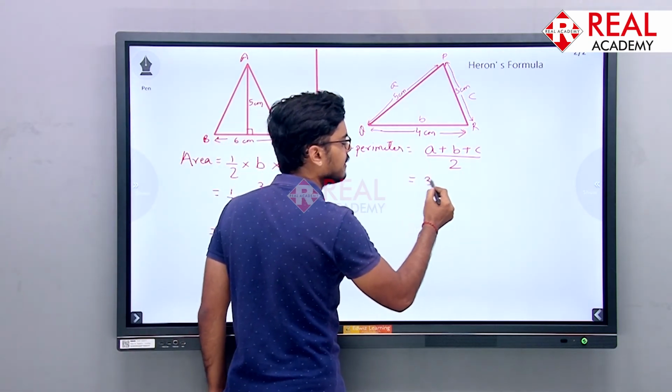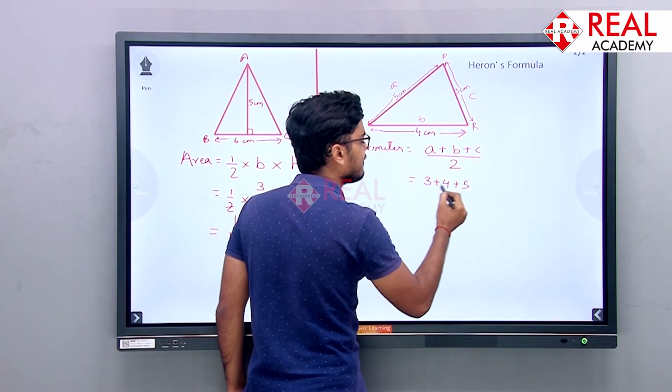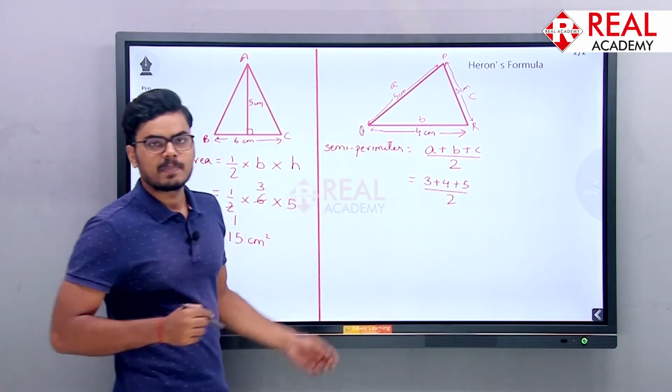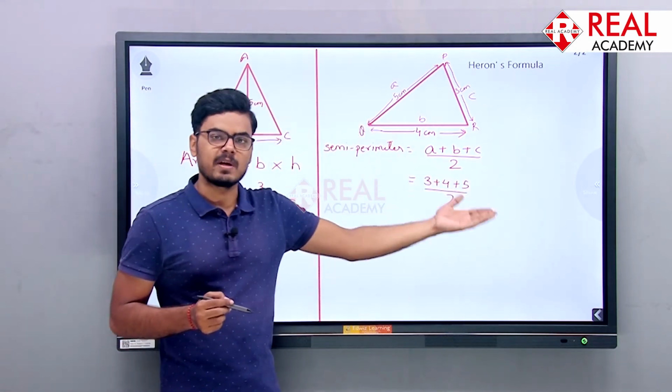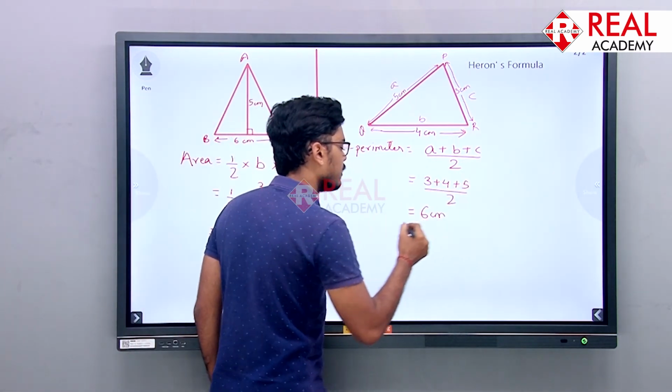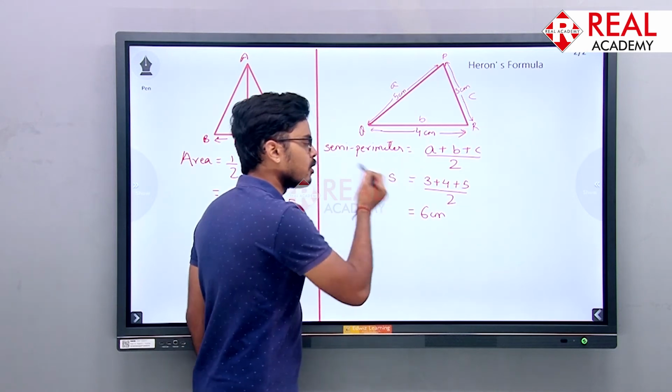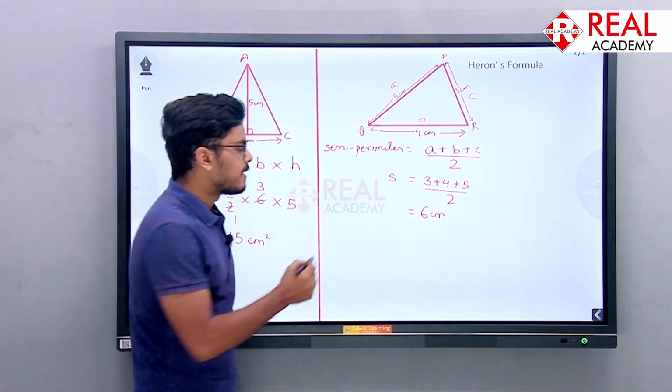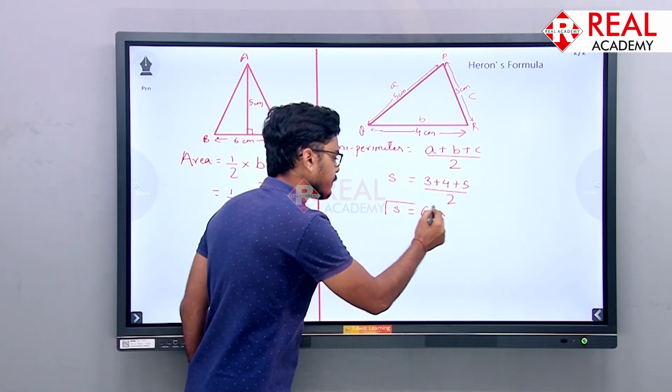What will it be here? 3 + 4 + 5 divided by 2. Okay, 3 + 4 is 7, 7 + 5 is 12, 12 divided by 2 is 6 cm. So the semi-perimeter, also denoted by small s here, is 6 cm.